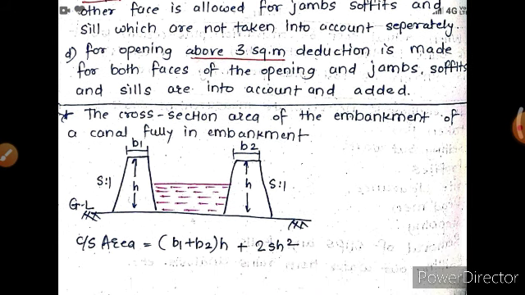The cross-sectional area of the embankment of a canal fully in embankment is equal to B1 plus B2, which is the width of the upper side, multiplied by the height of bank, plus 2 times S. S is the slope and H is the height, SH square. So it is (B1 plus B2) into H plus 2 times SH square.